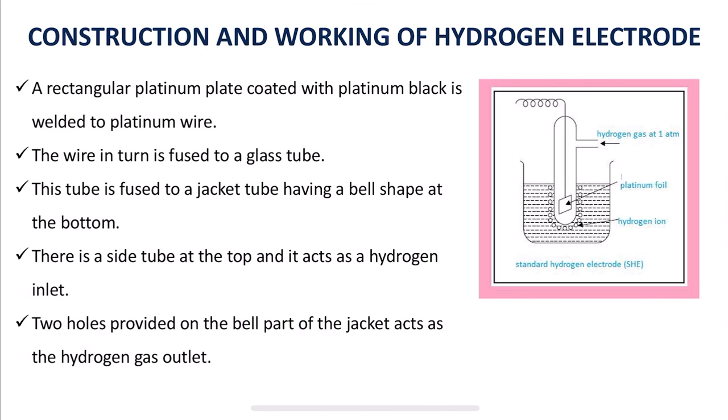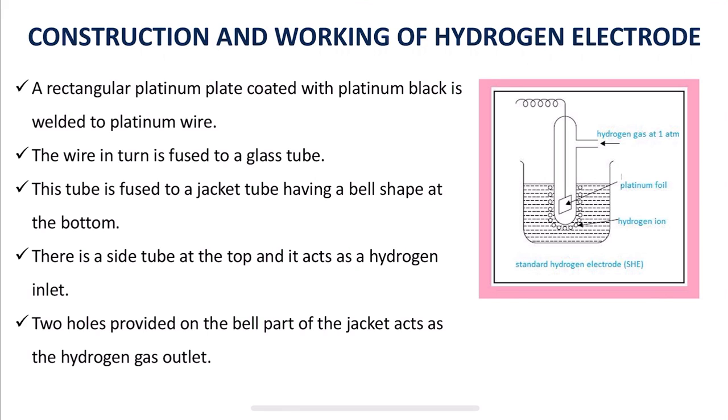And later we understood about the measurement of EMF of a cell. There we saw the circuit, how the connections are made, and with the help of that, how we are going to measure the EMF of a cell. And at last, types of electrodes were seen, that is primary electrodes and secondary electrodes, in my last presentation. So in this session, let us understand the construction and working of the hydrogen electrode.